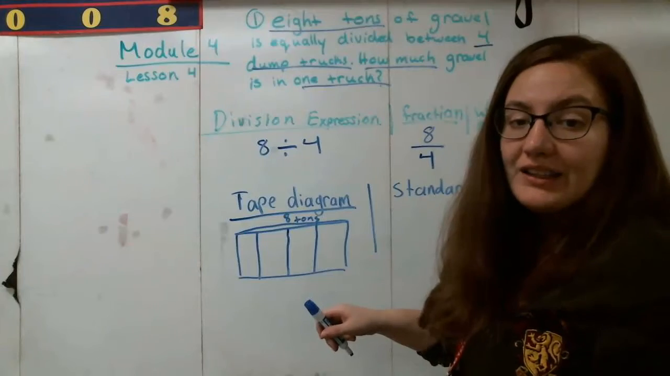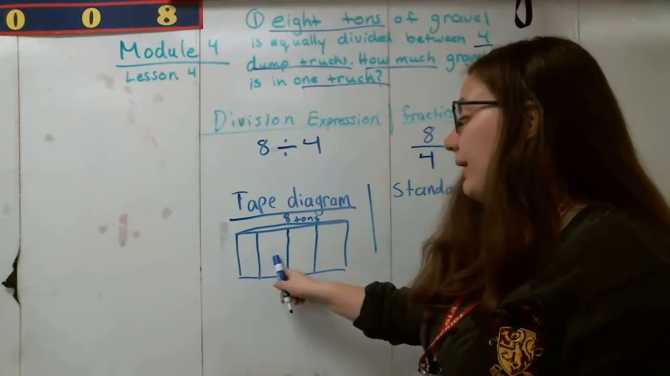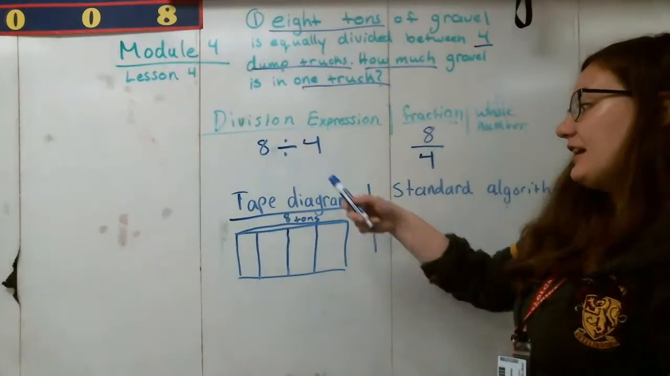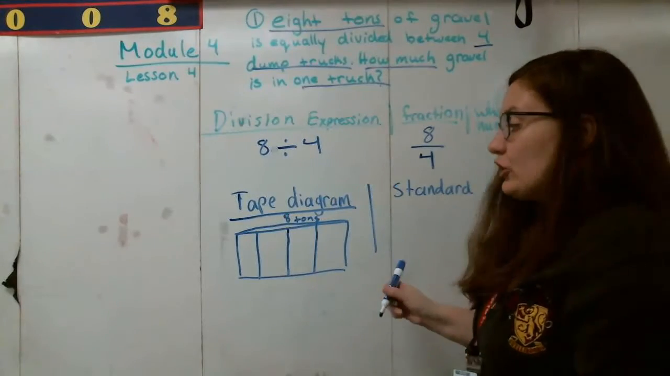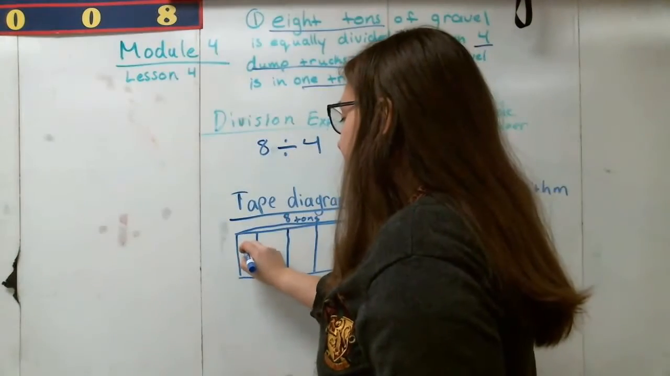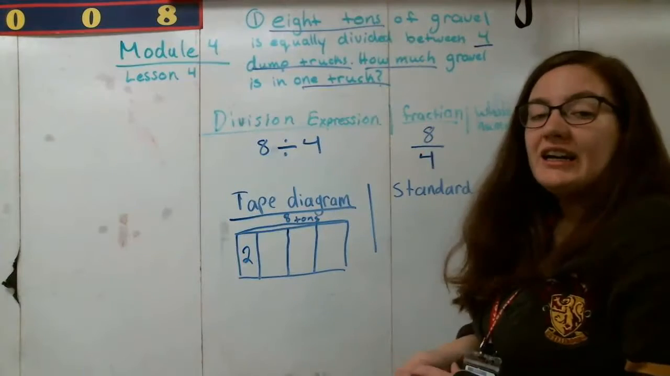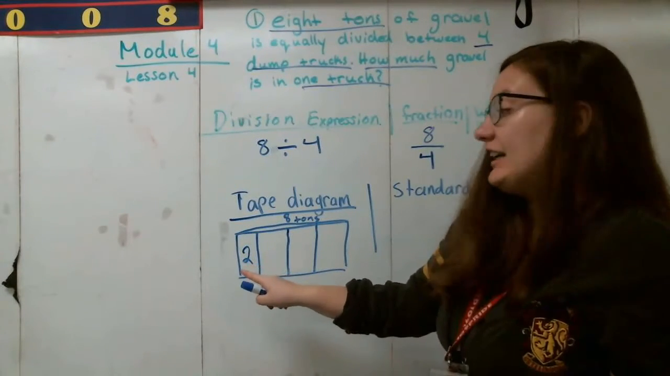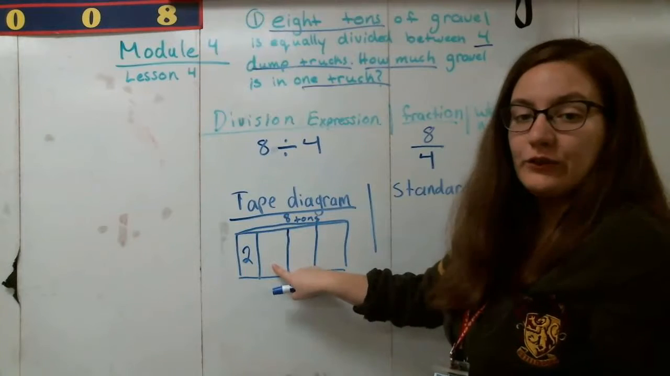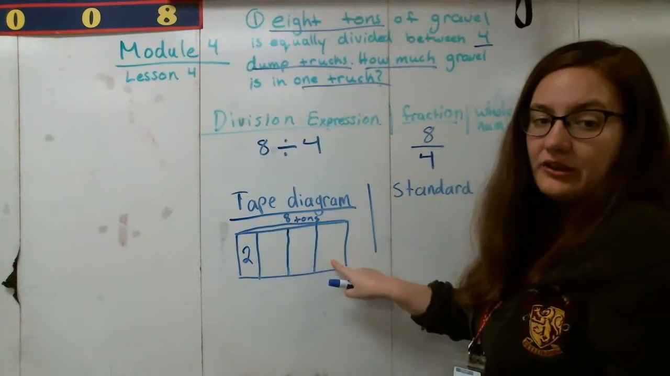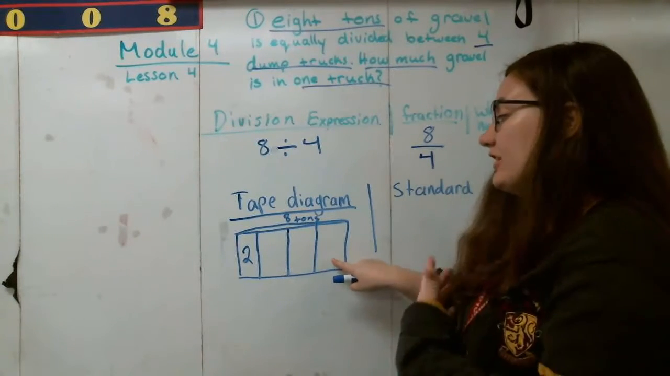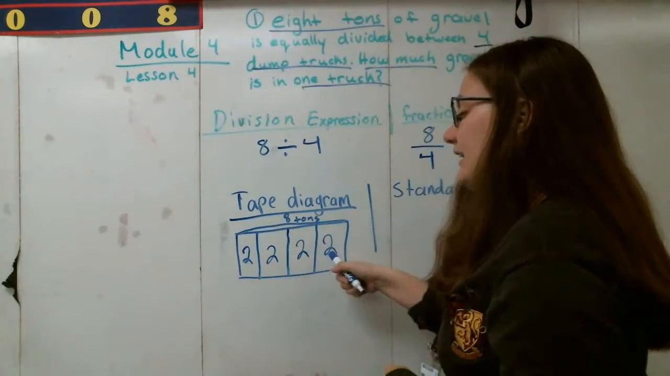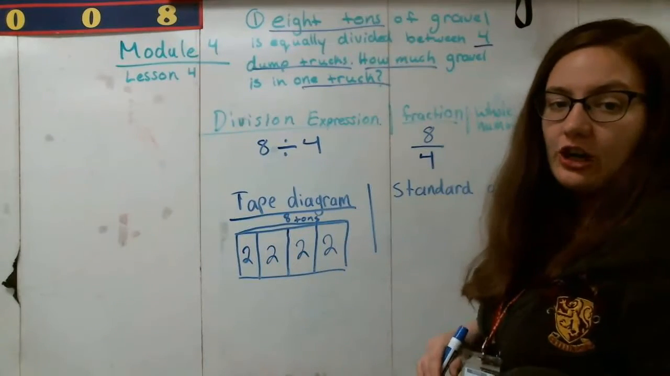And then what I would want to do is I would then want to figure out, well, how much is in each space? Well, I know that 8 divided by 4 is 2. So what this tells me, and I can even fill in just one box with the number 2, is that each dump truck has 2 tons of gravel in it, because 2 plus 2, which is 4, plus 2, which is 6, plus 2, which is 8, lets me know that each box would have 2 tons of gravel, which means that it is being evenly divided between all these trucks.